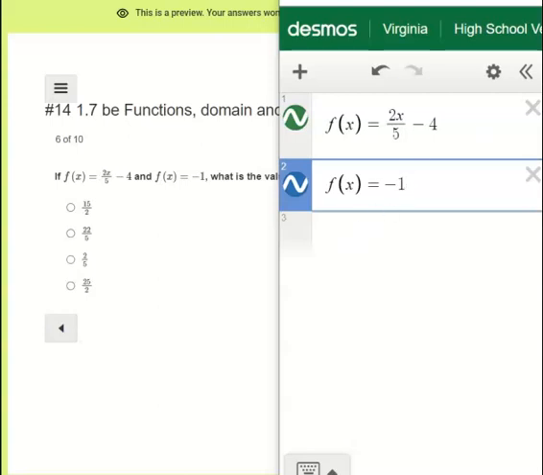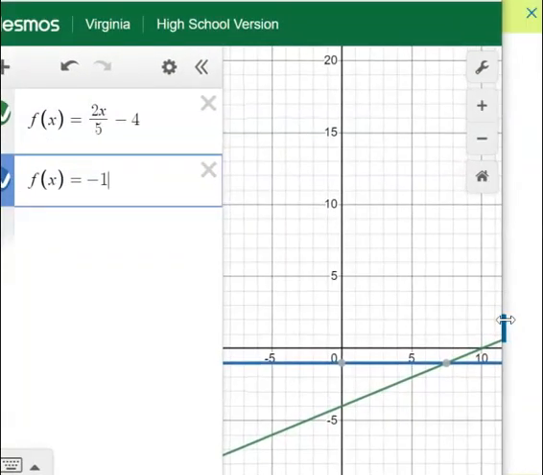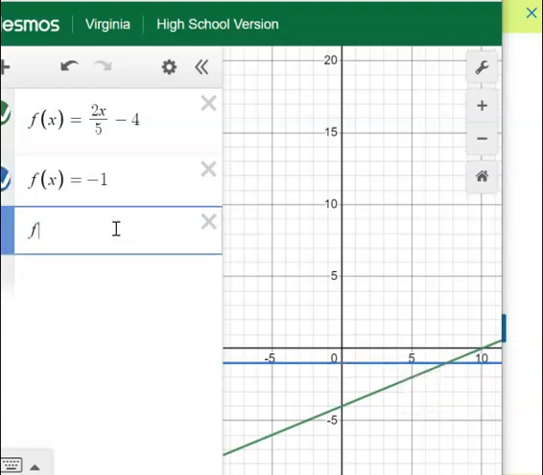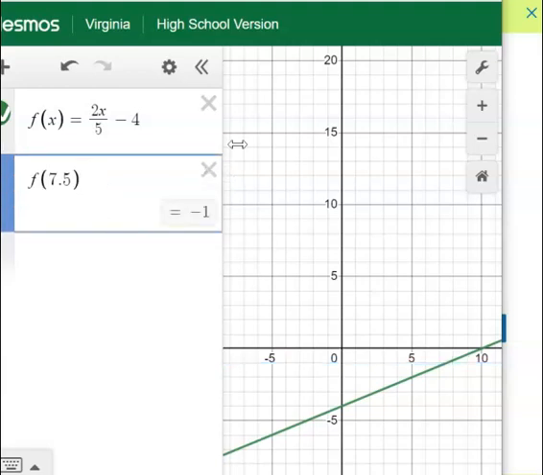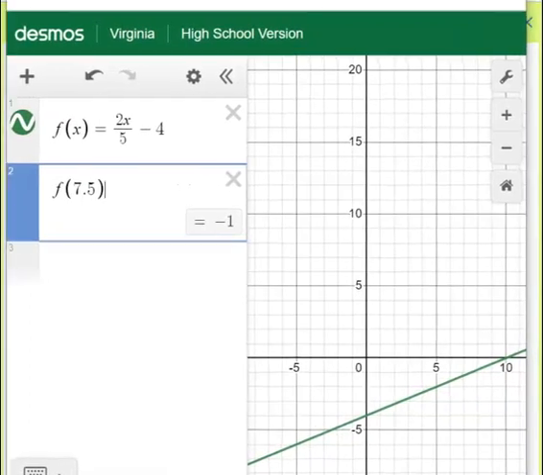Well, you have two options here. I can do it this way. You can do it using the graph. So I would say the x coordinate would be 7.5. So for example, if you plug in 7.5 here inside f of x, then that would give me negative 1. That's exactly what I'm looking for here.